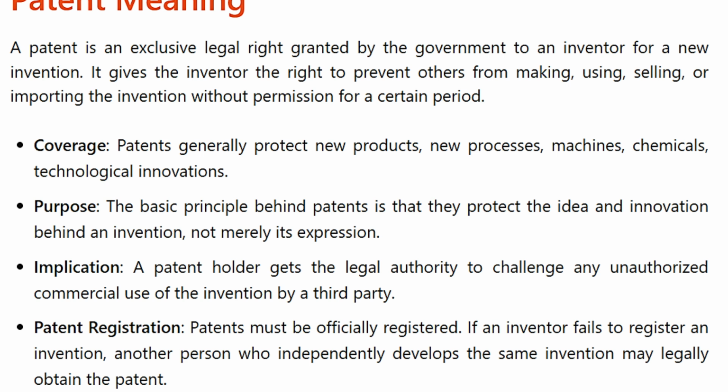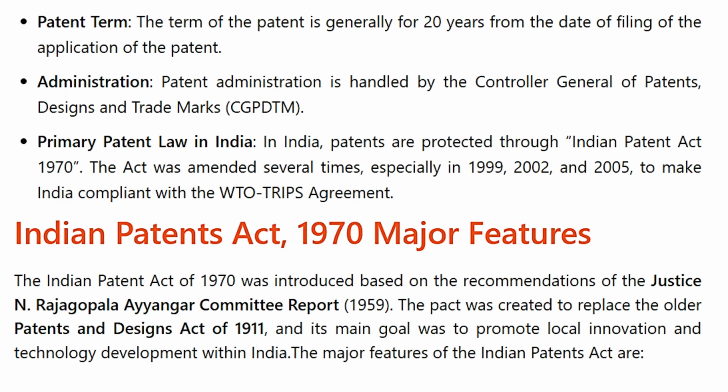If an inventor fails to register an invention, another person who independently develops the same invention may legally obtain the patent. Patent term. The term of the patent is generally for 20 years from the date of filing of the application of the patent.